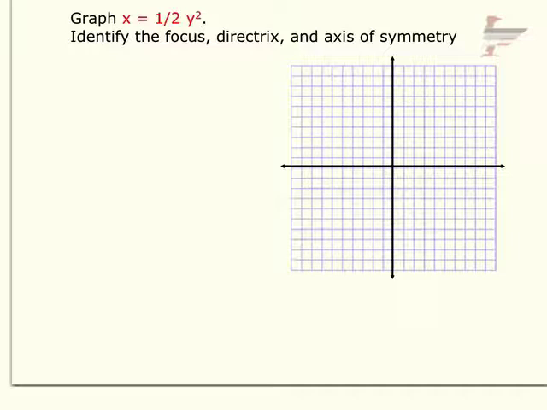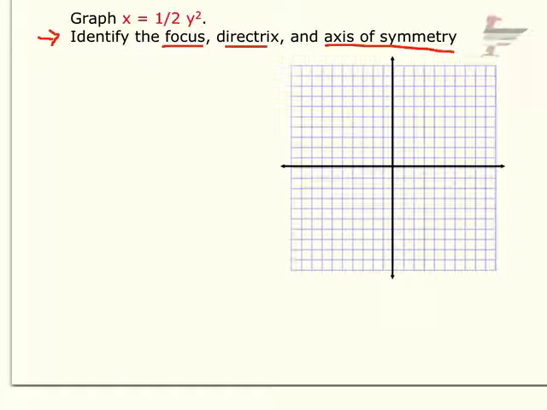Alright, this first example says graph x equals 1/2 y squared, and then it says identify the focus, directrix, and axis of symmetry. Note that these are called important characteristics, and on the test it will just say identify important characteristics and not remind you of what those are. So first I noticed that the y is squared. x equals 1/2 y squared.